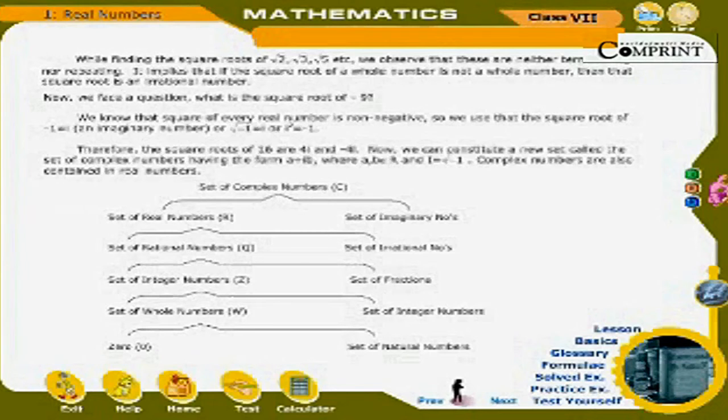The set of real numbers comprises the set of rational numbers and the set of irrational numbers. The set of rational numbers comprises the set of integers and the set of fractions. The set of integers comprises the set of whole numbers and the set of negative integers. The set of whole numbers comprises 0 and the set of natural numbers.